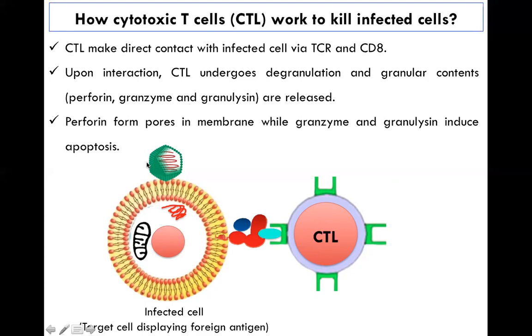Now we will try to understand what they actually do. If you look here, these are the cytotoxic T lymphocytes, and they go through the process of degranulation, and as a result, they release the perforins. What is the function performed by these perforins? If you look here, as their name indicates, perforins form pores in the membrane.